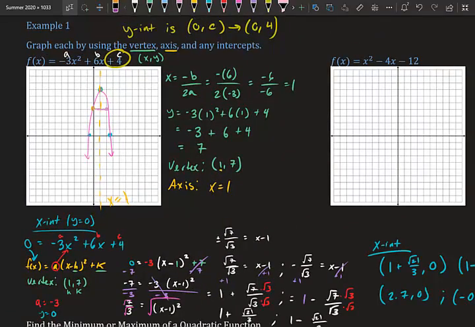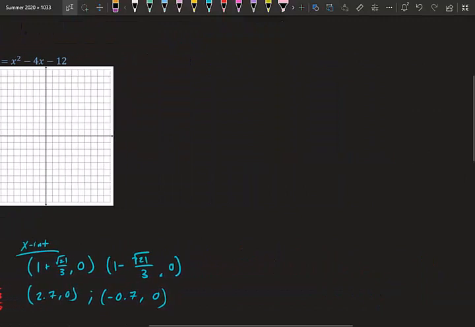All right, the next example, it's much easier. So you can factor, to find the x-intercept, factor the trinomial. Everything else, though, you'll be able to do. So I want you to go ahead and pause the video and try the next example.